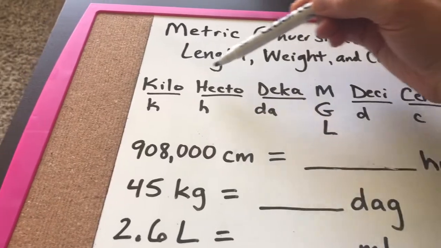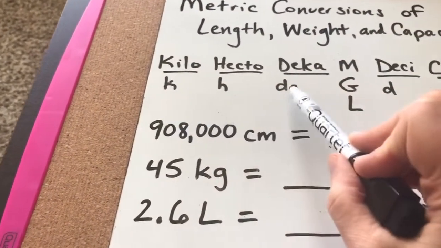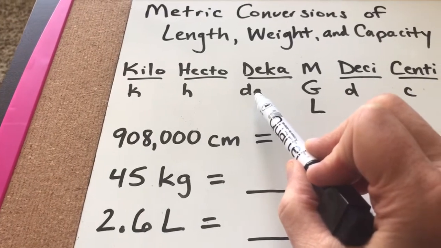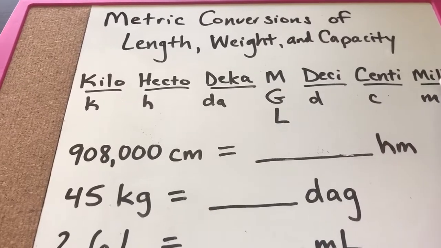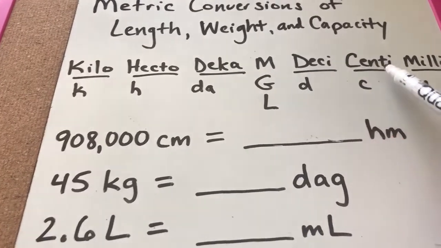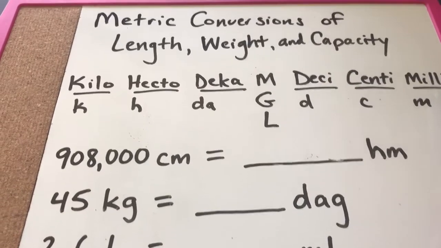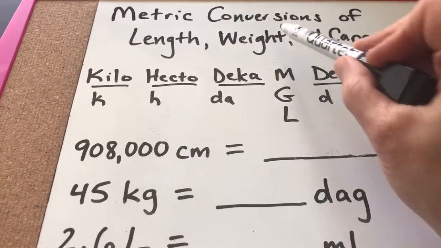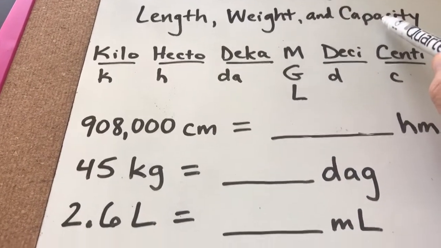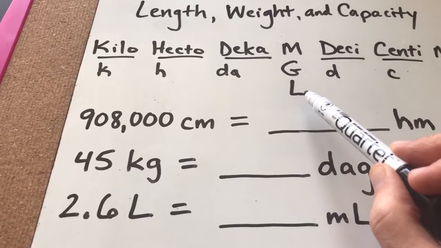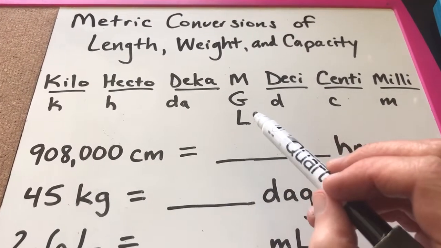Everything to the left of that here is larger than the meter. So kilometers, hectometers, and decameters are larger than the meter. To the right are things that are smaller. And so the decimeter, centimeter, and millimeter are all smaller than the meter. The same thing is true for units of weight, the gram, and units of capacity or volume, which is the liter. And so let's see how easy it is to change from one unit to the next.